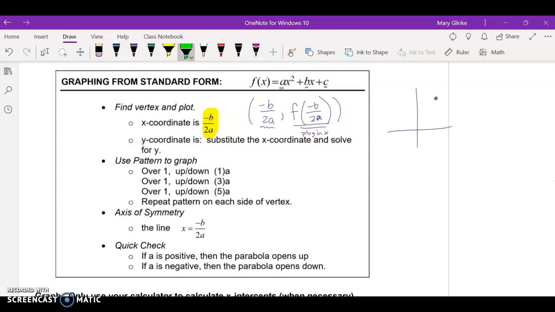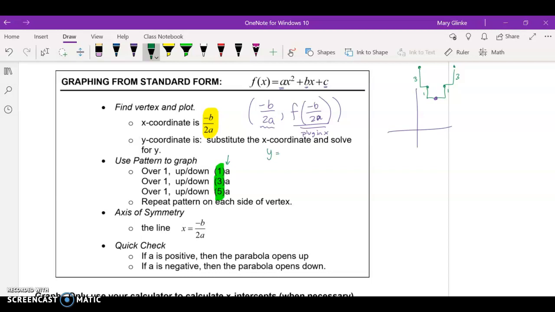So quadratics always follow this pattern, 1, 3, 5, and it would keep going with 7, 9, and so forth. So normally you would go over 1, up 1 and put a point. And then you'd go over 1, up 3, and put the next point, and then over 1 and up 5 and put the next point. But what happens is our a value is going to stretch our graph. So we're going to do 1, 3, and 5 times your a value, and that tells you how far to go up or down each time.